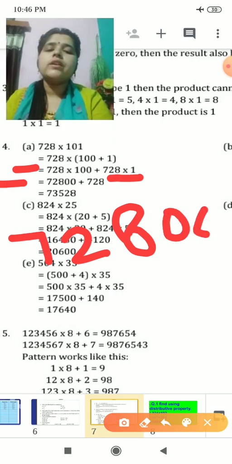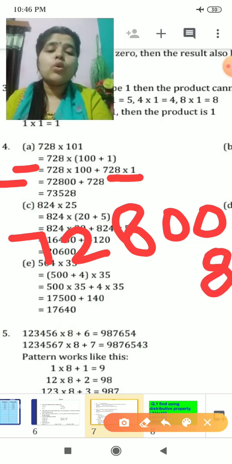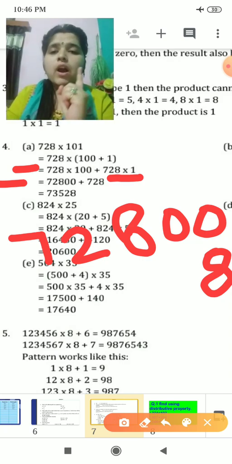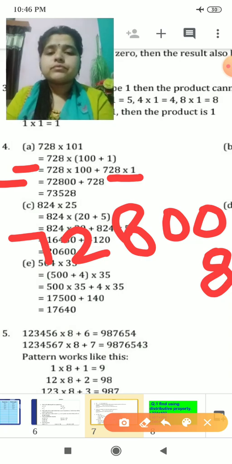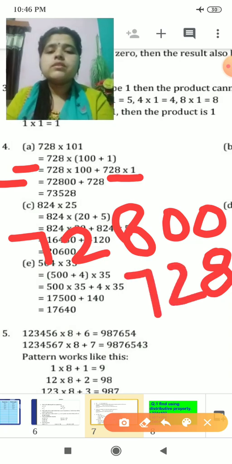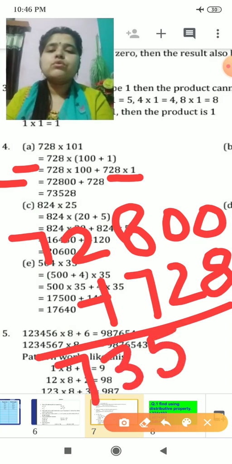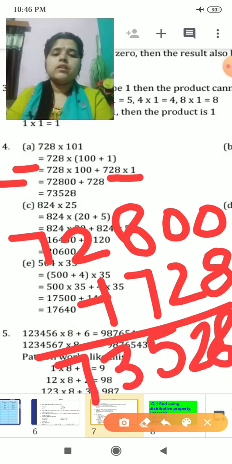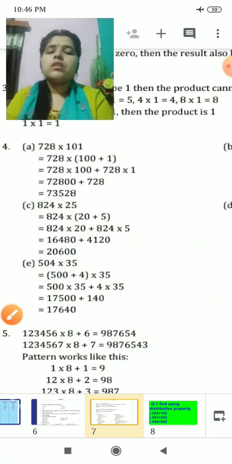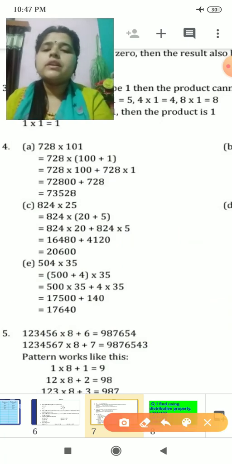We add 72800 and 728. If the number is small, you have to start from behind. Here will come 8. You will not write 728 here. This is the rule, that you have to start writing from behind. This is 2, this is 7. Now we will add, we will get the answer 73528. Okay, yes. Now our second question is the C part, 824 multiplied by 25.